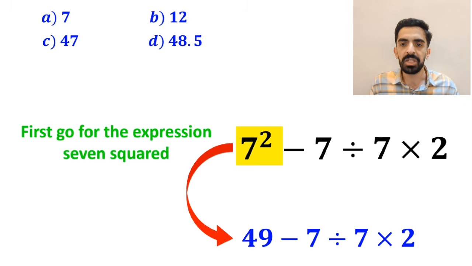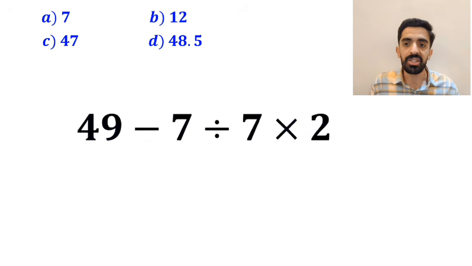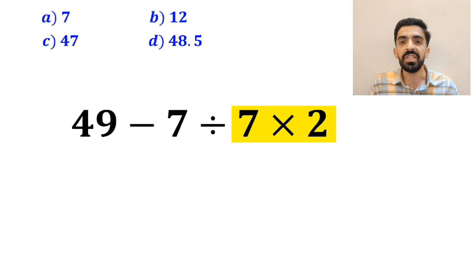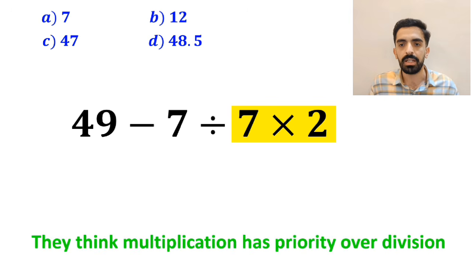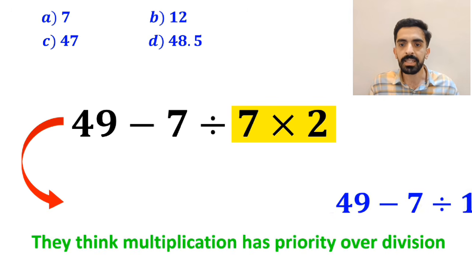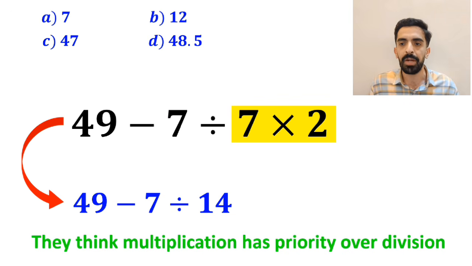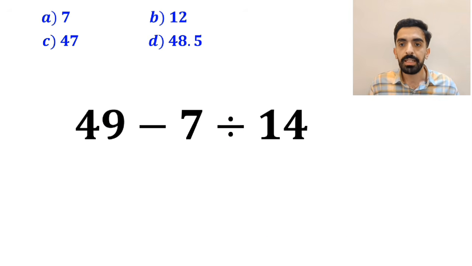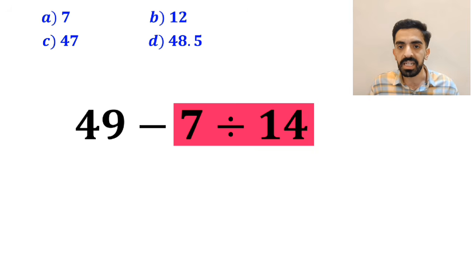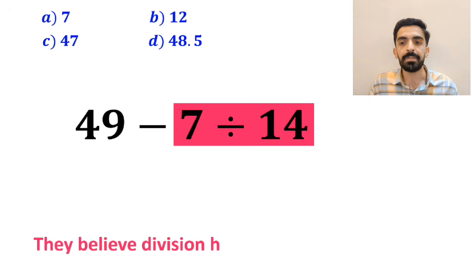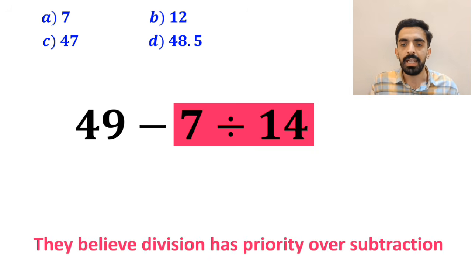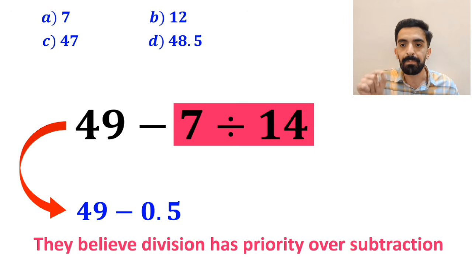And they simplify it to 49 minus 7 divided by 7 times 2. In the next step, they usually go for the multiplication between 7 and 2 because they think multiplication has priority over division. So, they rewrite this expression as 49 minus 7 divided by 14. Next, they perform the division between 7 and 14 since they believe division has priority over subtraction. And they rewrite this expression as 49 minus 0.5, which ultimately gives them the answer 48.5.